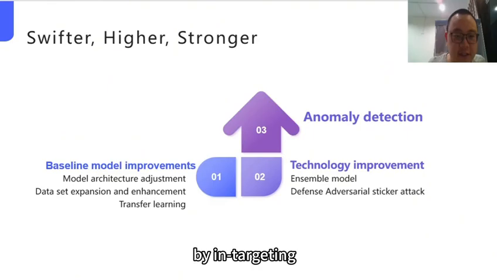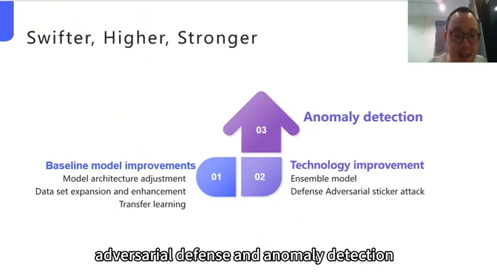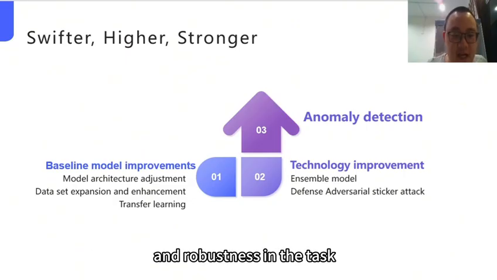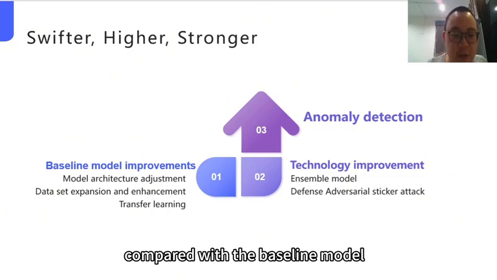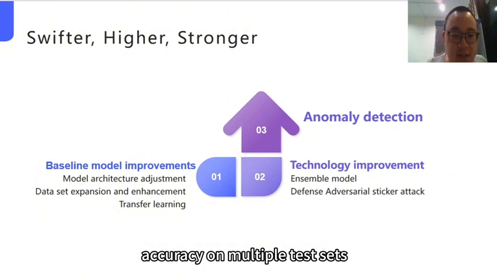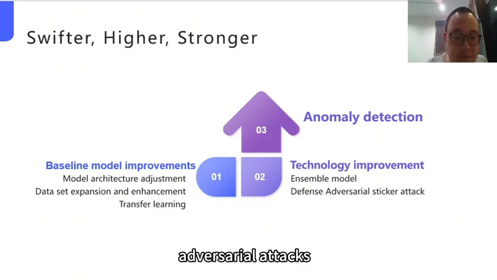By targeting DenseNet 121 structure optimization, data enhancement, transfer learning, adversarial defense, and anomaly detection, our model exhibits stronger generalization capabilities and robustness in the task of classifying real and AI-generated images. Compared with the baseline model, the improved model not only achieved higher accuracy on multiple test sets, but also provides effective defense in the face of complex adversarial attacks.